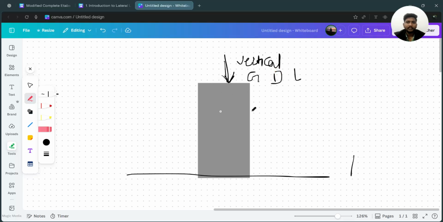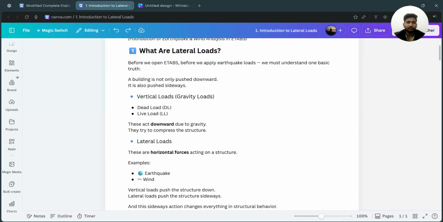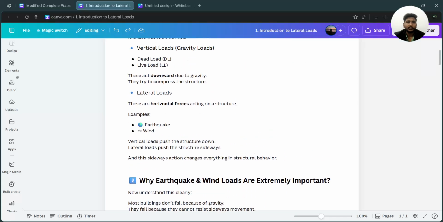Okay, and the second type of load is the lateral load. This lateral load actually acts in this direction, means in the horizontal direction on this building. This is the horizontal direction, it will act in this way. That is called the horizontal direction, or it is called the lateral loads. Okay, and this dead load, live load are called the gravity load, and this earthquake and wind load are called the lateral load. As you see here how it actually works. Now we will see for further detail that vertical load acts downward, and lateral load acts horizontally.